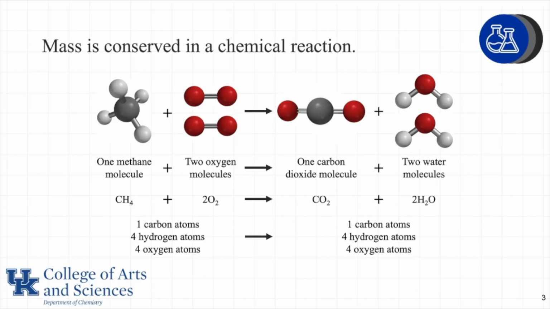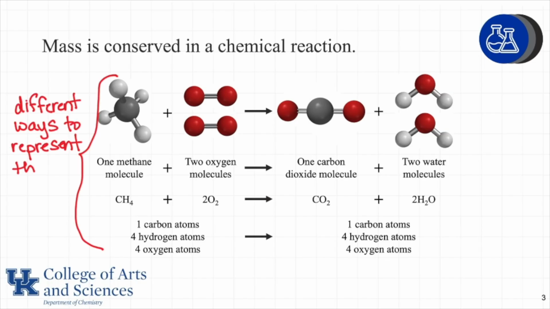So if we start with 4 carbon atoms on the left side, we're going to have 4 carbon atoms on the right. And we'll learn more about how we write balanced equations later on. Right now, we just need to remember that everything that's on the left side of the reaction has to be there on the right side of the reaction in some form. And when we look at these different representations, they all tell us the same thing, just in different ways.